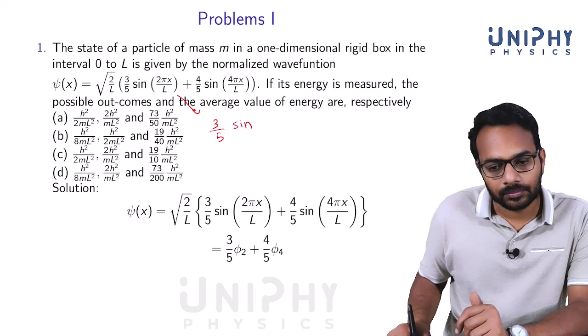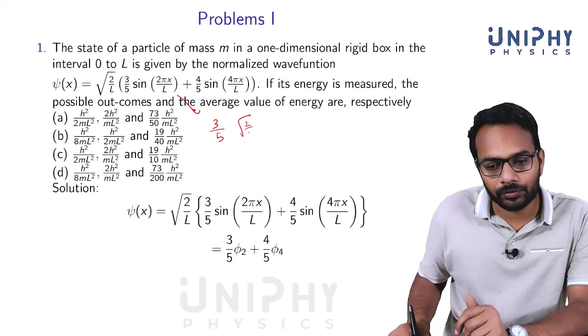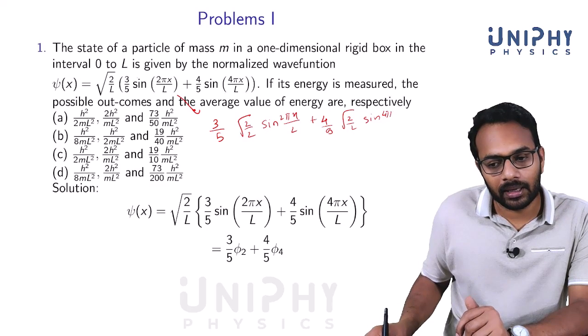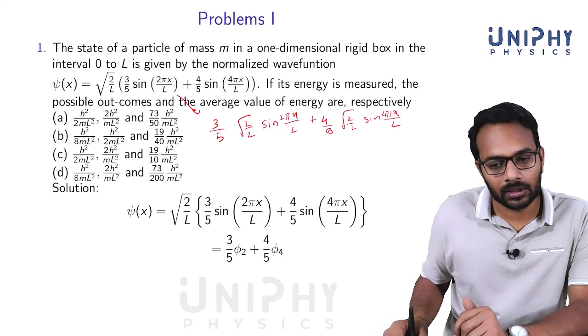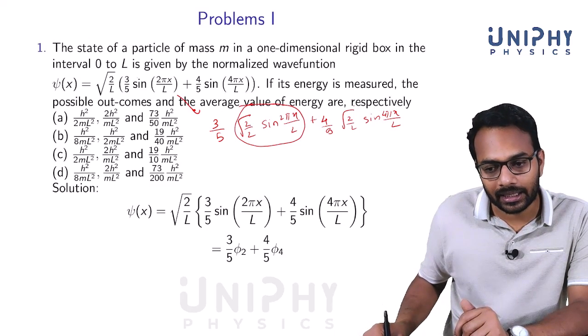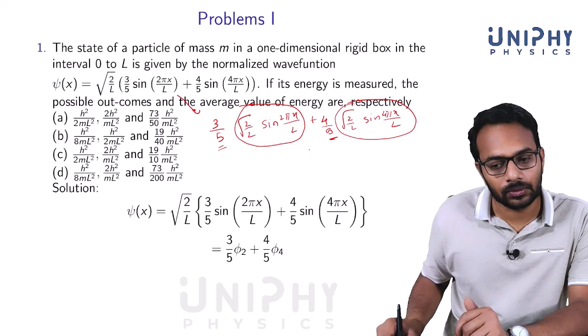Okay, 3 by 5 square root of 2 by L sine 2 pi x by L plus 4 by 5 square root of 2 by L sine 4 pi x by L. All right, what is this actually? We know that this is the normalized energy eigenfunction. So these are the expansion coefficients C1 and C2.